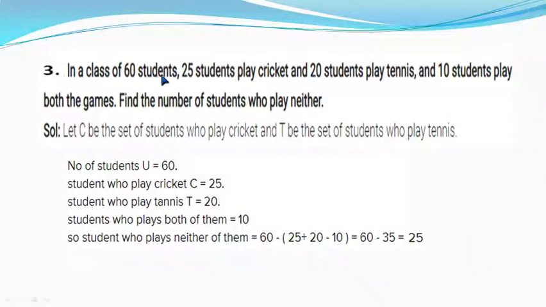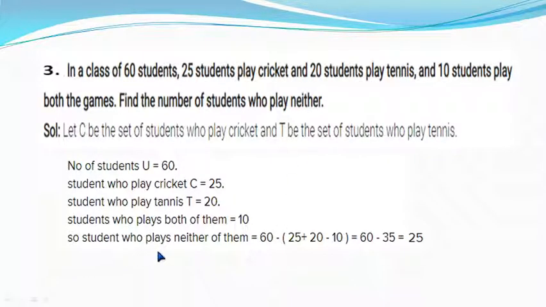Third question, in a class of 60 students, means total students are 60. Let's denote the number of students with letter U, so U is equal to 60. 25 students play cricket. Let C be the set of students who play cricket, so it is 25. 20 students play tennis. Let T be the set of students who play tennis, so T is equal to 20. And 10 students play both the games, means their intersection, common students. Find the number of students who play neither.